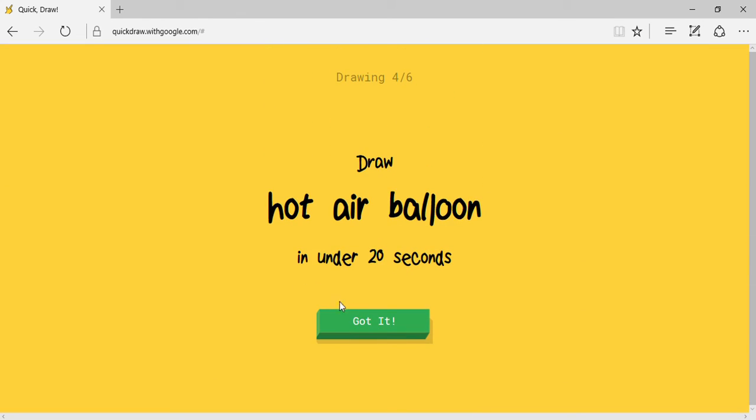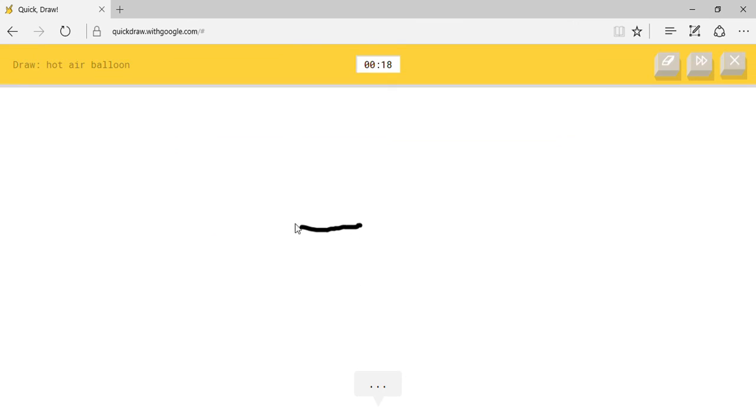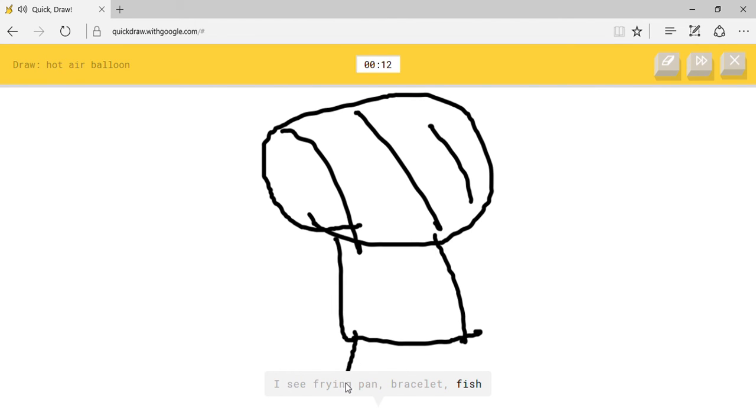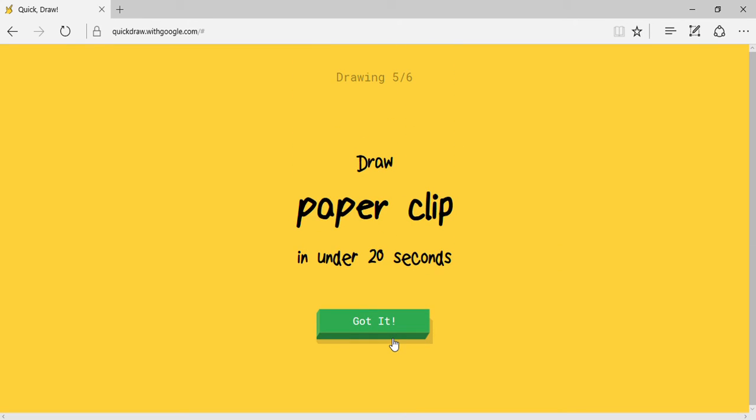Like hairs. And a hot air balloon. So there will be like a circle here. I see frying pan, or bracelet, or fish. Oh, I know. It's hot air balloon. There you go. Okay, I'm really bad at drawing on a computer, but I'm gonna draw in real life. It's in my own hands.